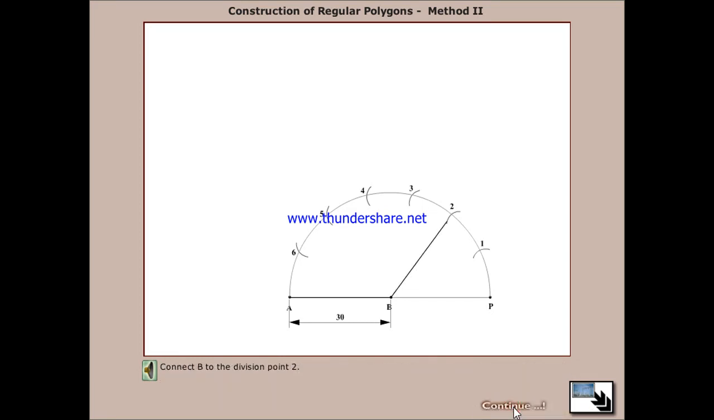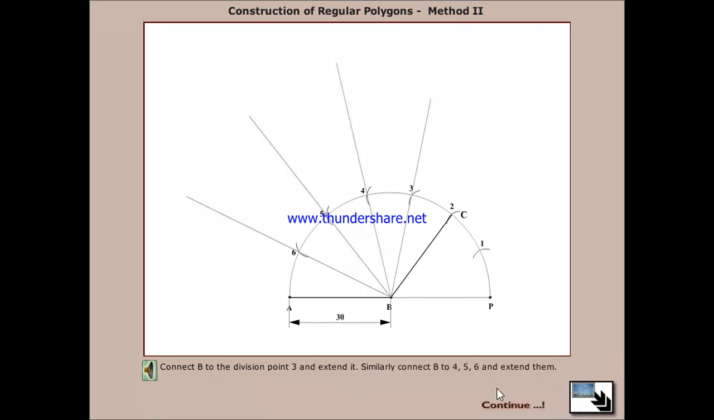Connect B to the division point 2. Connect B to the division point 3 and extend it. Similarly, connect B to 4, 5, 6 and extend them.